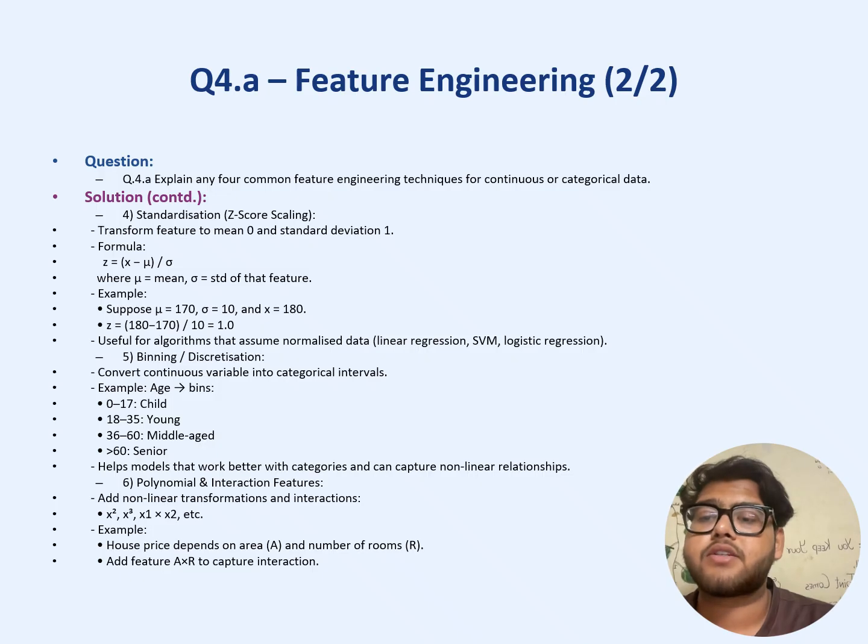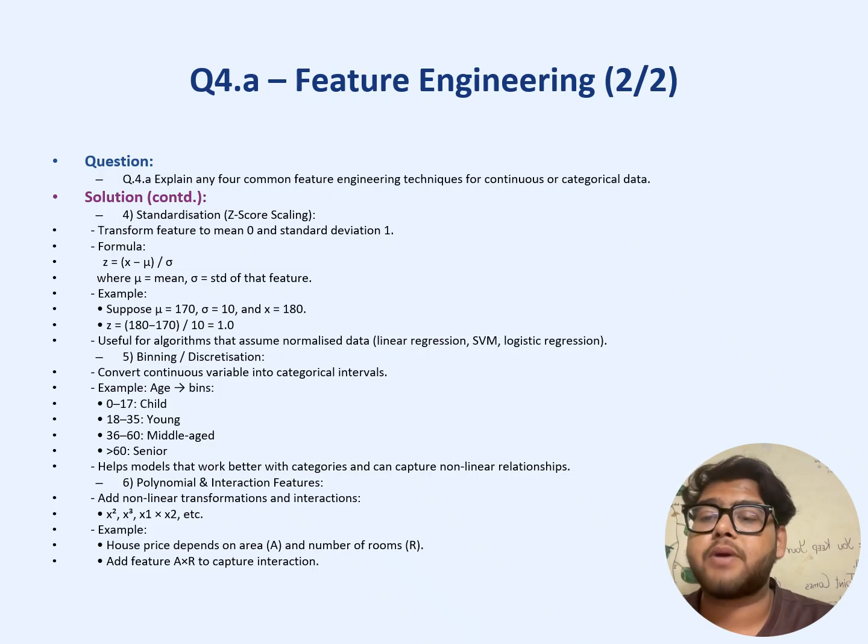The next is standardization. Transform the feature to mean 0 and standard deviation 1, where mu is the mean and sigma is the standard deviation of that feature. Useful for algorithms that assume normalized data.